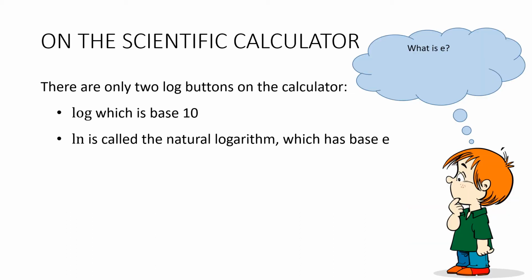So what's e? Well, we're not going to do a lot with e in year 10. We're going to wait till years 11 and 12 to look at it in more detail. It's actually called the natural number. Sometimes it's called Euler's number, after the mathematician who discovered it. And it's an irrational number like pi.